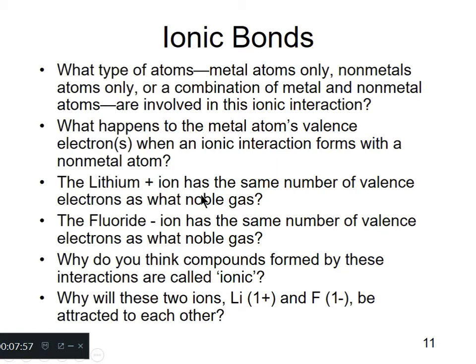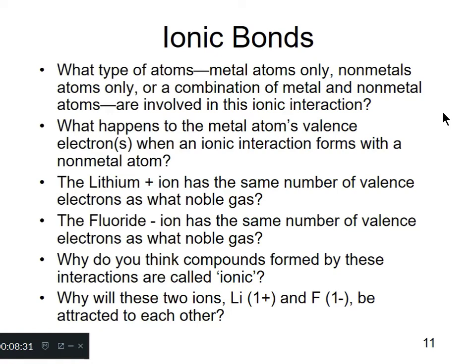So if we look at these, let's see if we can observe the patterns. What type of atoms, metal atoms only, nonmetal atoms only, or a combination of metal and nonmetal atoms are involved in this ionic interaction? And what happens to the metal atom's valence electrons when an ionic interaction forms with a nonmetal atom? And the lithium plus ion has the same number of valence electrons as what noble gas? What about the fluoride minus ion? What is its nearest noble gas?